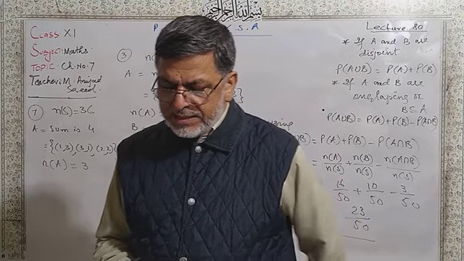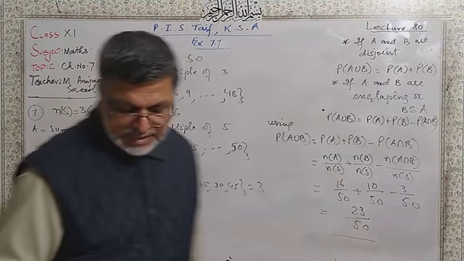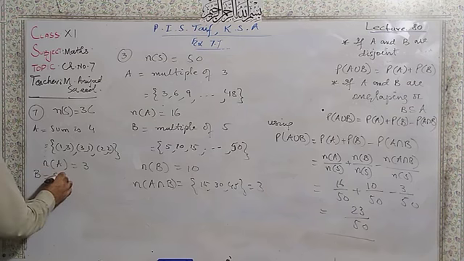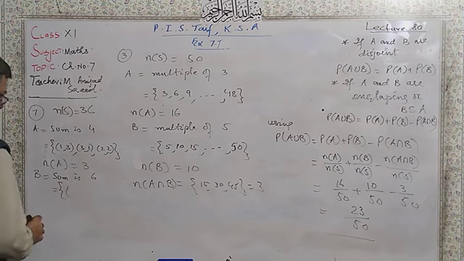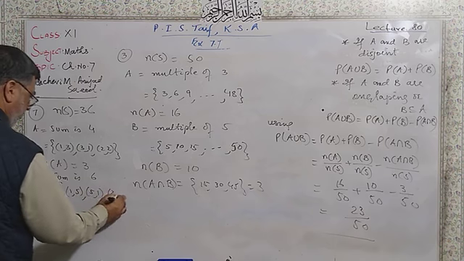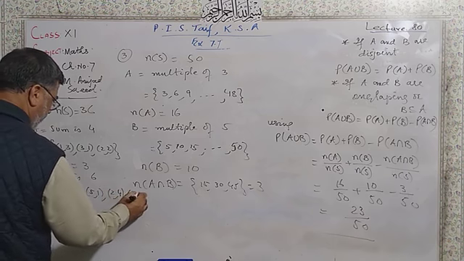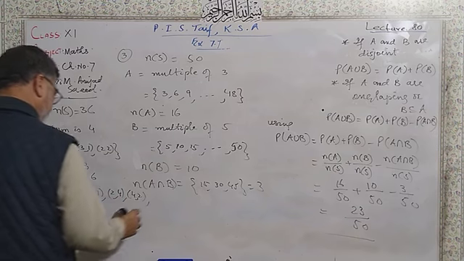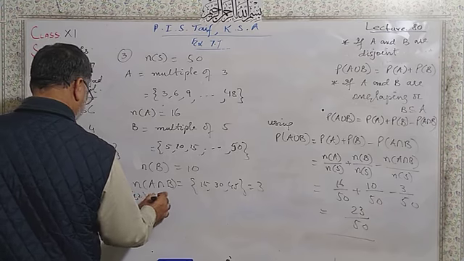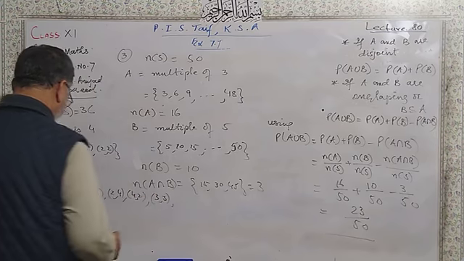Then after that, what is next? B is equal to sum is 6. So here you can have (1,5), (5,1), (2,4), (4,2), then (3,3).